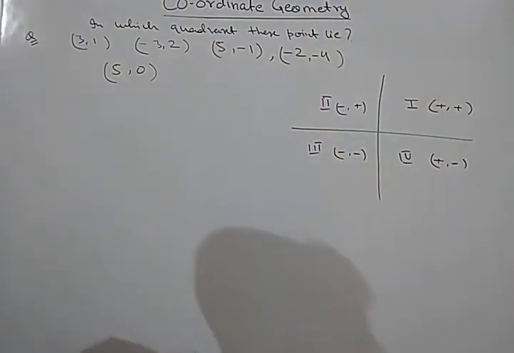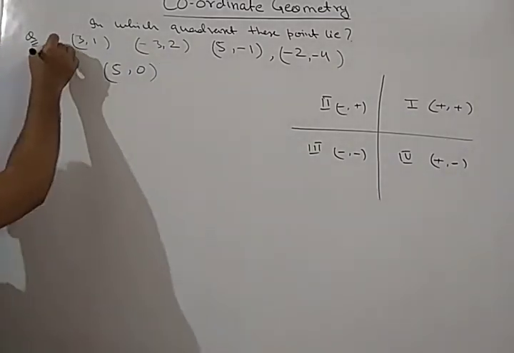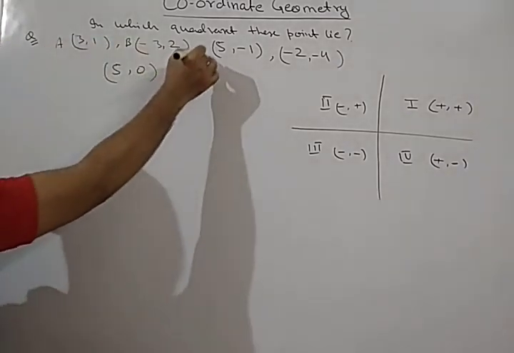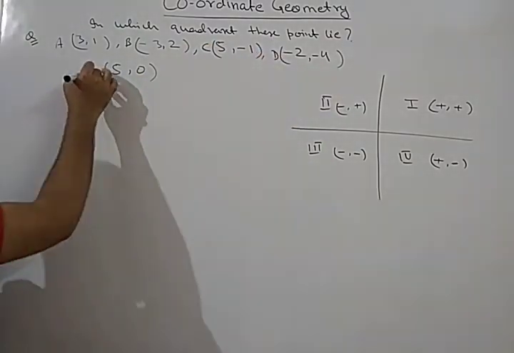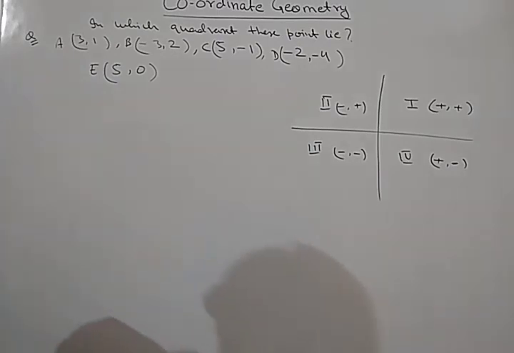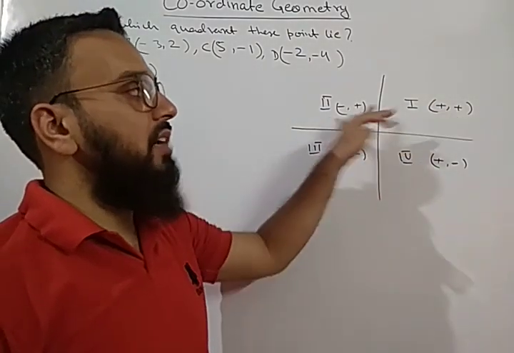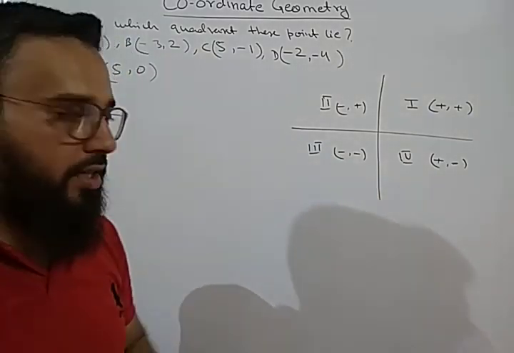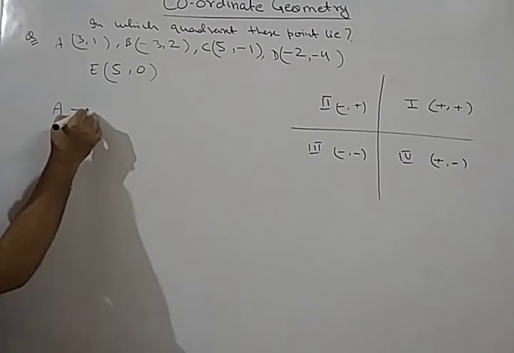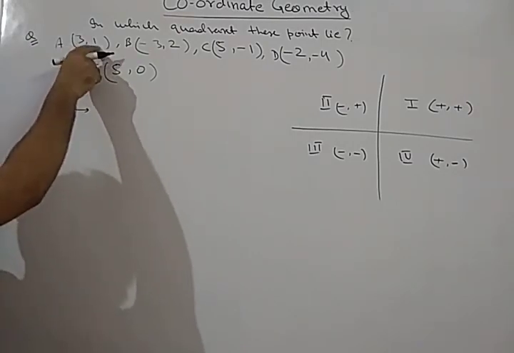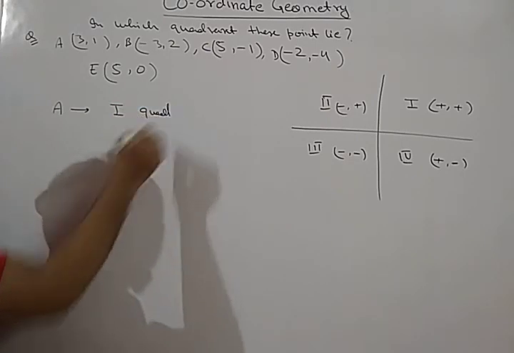We have to tell only the quadrant in which these points will lie. Let us consider these points as point A, point B, point C, then point D, and this is our point E. You can find it very well because you know the sign convention of the quadrants. In the first quadrant both the signs are positive. So point A is (3, 1), both the signs are positive, which means A is lying in the first quadrant.